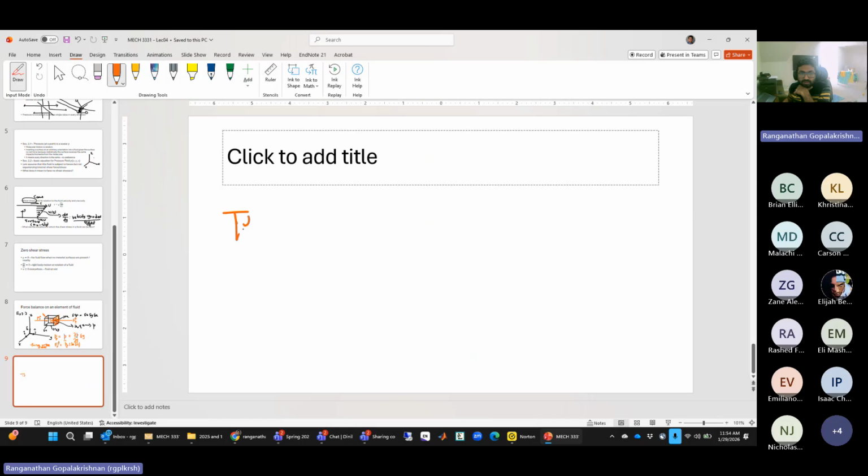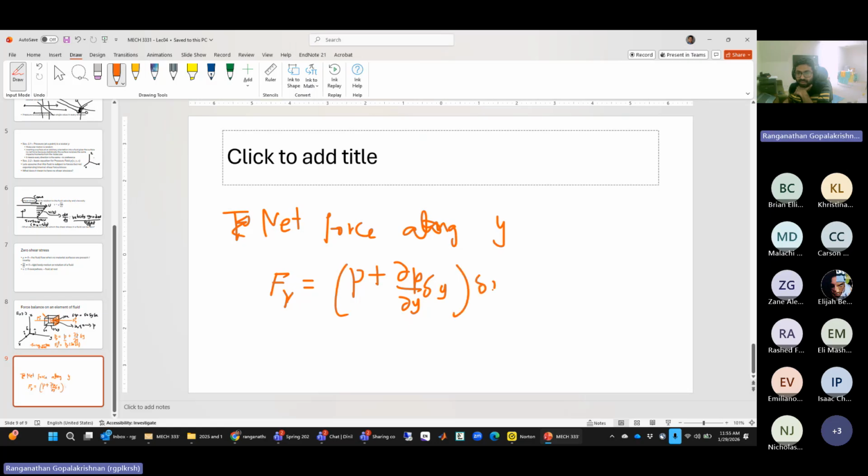So the total or net force along y, I'll write that as Fy, should be equal to P plus the partial derivative of P with respect to y times delta y, multiplied by delta x delta z, minus P minus the partial derivative with respect to y delta y, times delta x delta z. I just took the forward and the backward. They are both compressing the little element of fluid. So what is the net force? It must be the difference between them. If one is positive, the other has to be negative. That's all I did.